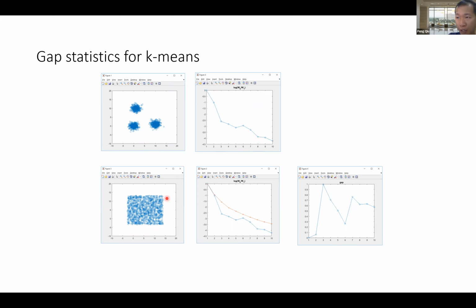And then the second curve here, this smooth curve, is generated by taking a random version of the data that's uniformly distributed in the space where the data resides.